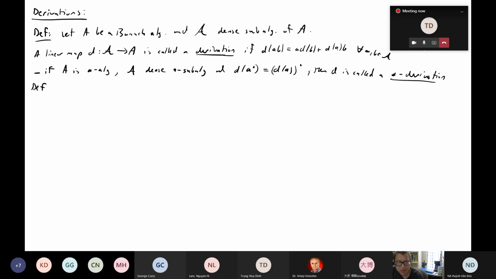And then the last example, our definition for a little while, is the following. So I'm going to let, again, A be a Banach algebra, and my script A be a dense subalgebra, but it's going to be a proper one.